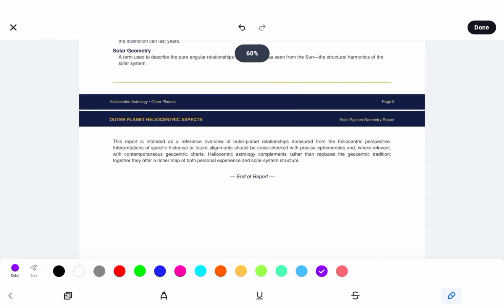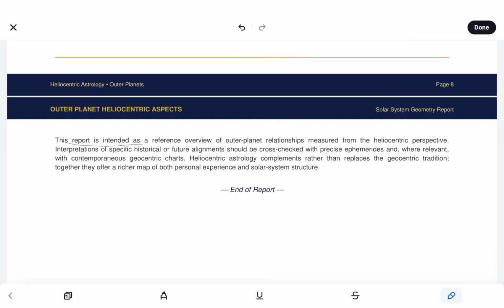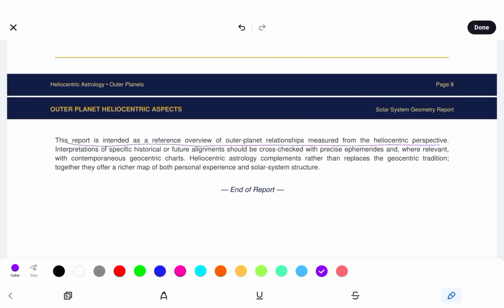And also, really quick, this report is intended as a reference overview of outer planet relationships measured from the heliocentric perspective. Interpretations of specific historical or future alignments should be cross-checked with precise ephemerides and, where relevant, with contemporaneous geocentric charts. Heliocentric astrology complements rather than replaces the geocentric tradition, and together they offer a richer map of both personal experience and solar system structure.